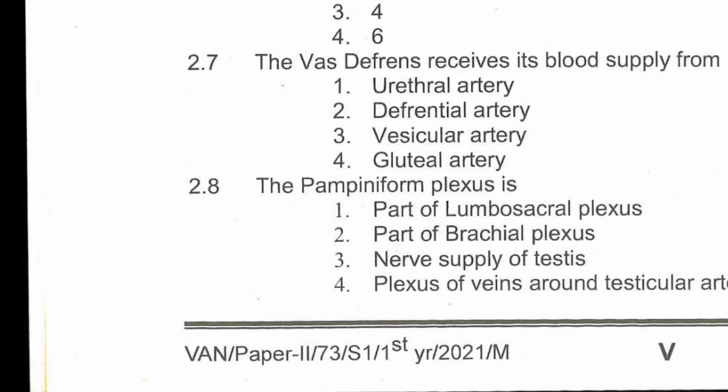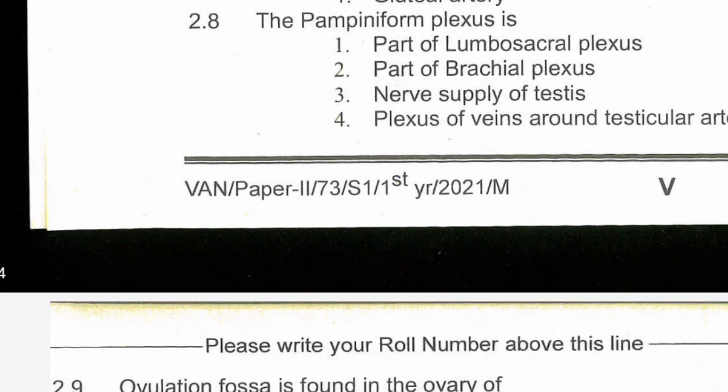Then question number 8 is the pampiniform plexus is. Options are part of lumbosacral plexus. Second option is part of brachial plexus. Third option is nerve supply of testis. And fourth option is plexus of veins around testicular artery. And the answer of this question is fourth, plexus of veins around testicular artery.